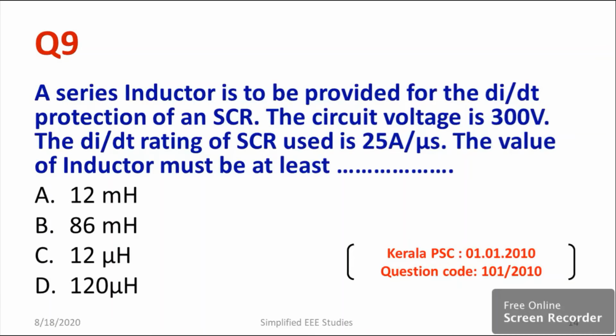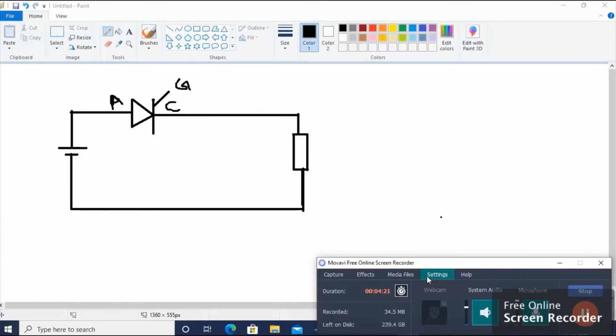You need to connect a series inductor along with the SCR so that you can limit the rate of change of current with respect to time, that means di by dt. Now let us draw the corresponding circuit diagram, then you will understand the concept very clearly. Right now, I have drawn a rough sketch.